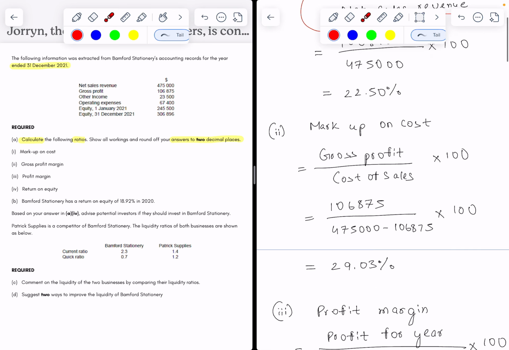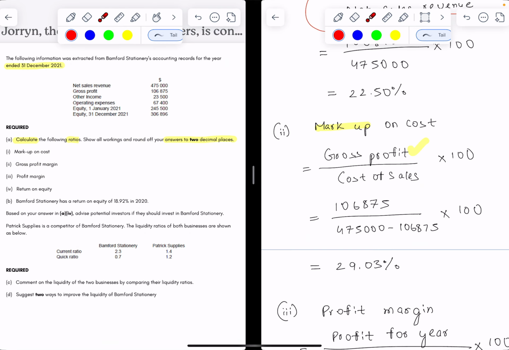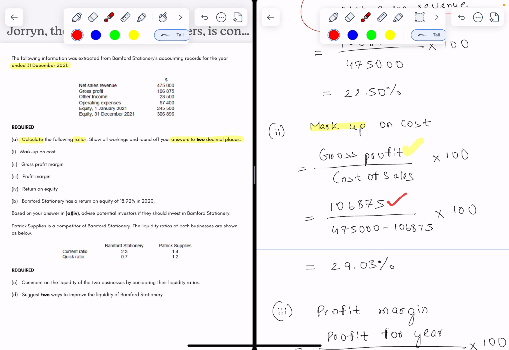Next, we want to calculate the markup on cost. The markup is simply how much more in terms of selling price are we marking our cost to achieve a profit. So the markup can be calculated by simply dividing the gross profit with the cost of goods sold and then multiplying with 100. The gross profit is given in the question at $106,875, and the cost of goods sold is something we can calculate by simply subtracting the gross profit from the net sales revenue. So the net sales revenue is $475,000. The gross profit is $106,875. So that gives us altogether a total markup on cost of 29.03%.